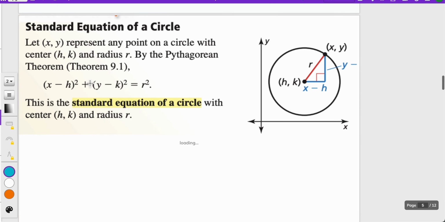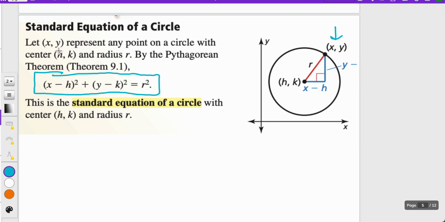First major thing we want to write down, and this would be a good theorem to have in your back pocket. So if you want to write this down on your theorem sheet, that'd be good. Let x, y represent any point on the circle. So you can see that example here. I can travel all the way around the circle and x comma y would still represent any point there. The two things that could change that are where the center is located. So the center is always going to be located by h comma k.